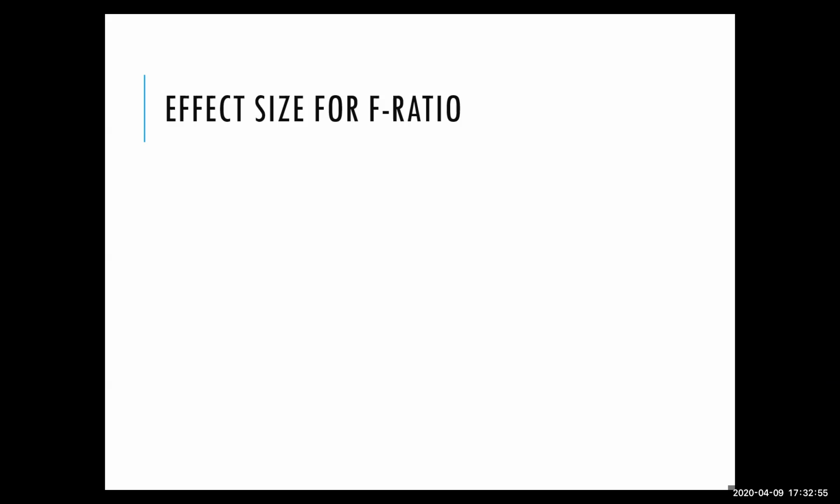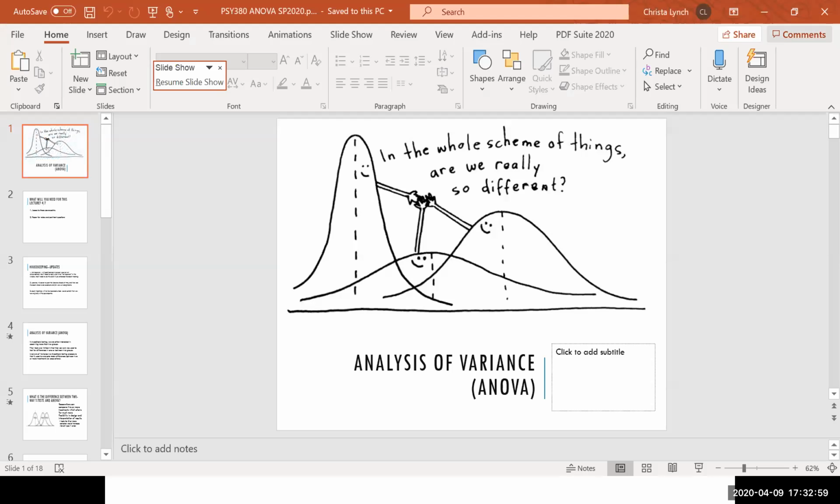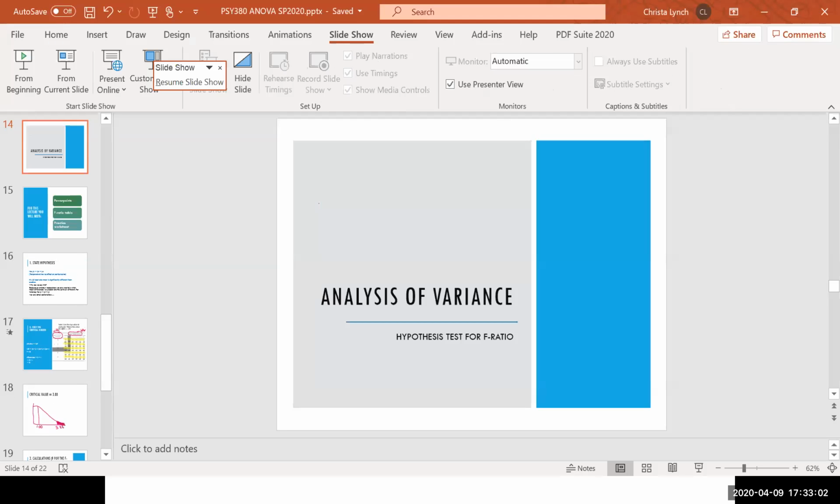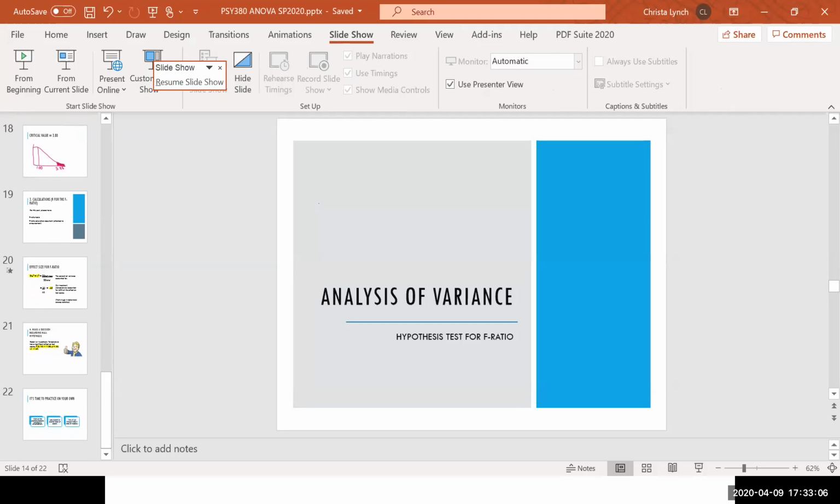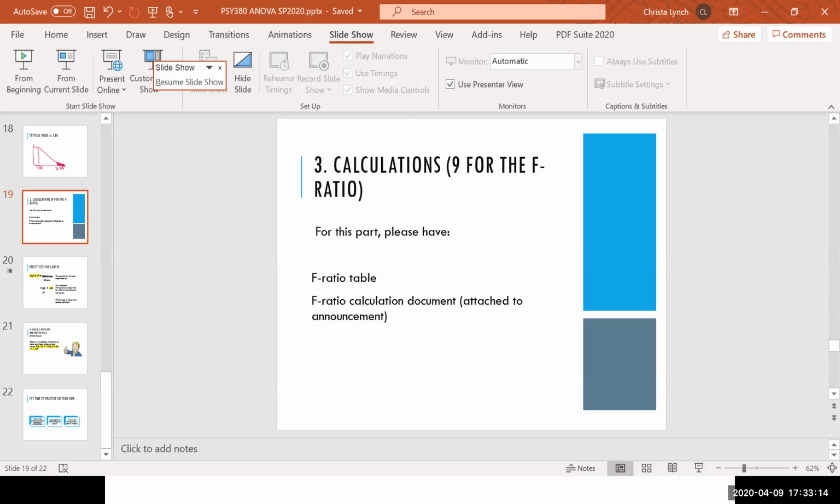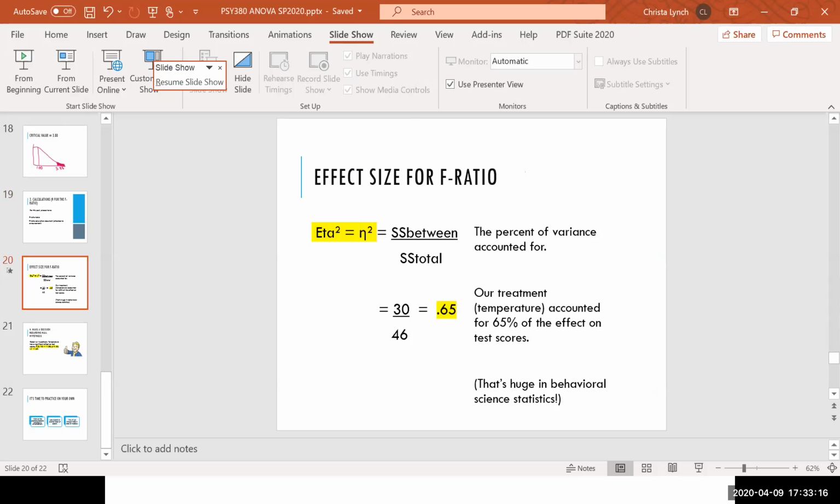Right, so let's go back to our decisions. We have all of our values except one last thing, right? We do need to calculate the effect size for the F ratio. So the only effect size that I'm concerned about is the eta squared.